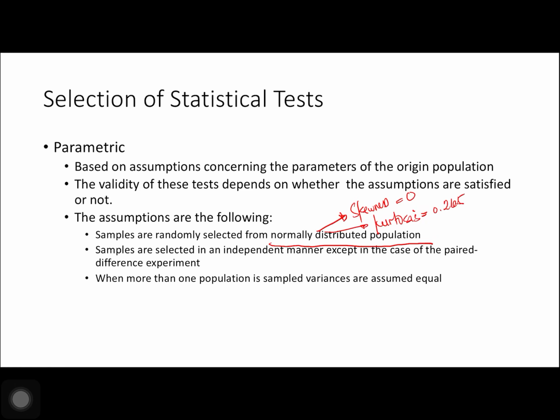Another assumption is samples are selected in an independent manner except in the case of paired difference experiment. And when more than one population is sampled, variances are assumed equal. Okay?